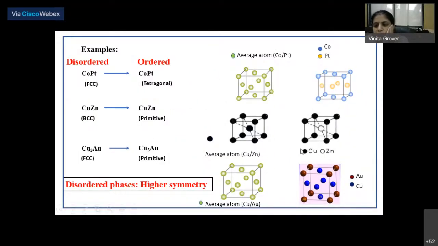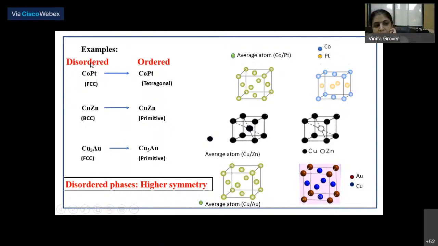Okay, so let us count. At the corner we have gold. So how many golds are there? Each gold contributes 1/8. So 8 into 1/8 we have 1 gold, and 6 into half we have 3 copper. So the ordered phase has copper atoms on the face center and gold atom at the corner. But when they randomize, again, X-ray sees them as an average atom which has 3/4 copper contribution and 1/4 gold. So Cu3Au. And thus it sees an FCC kind of lattice.